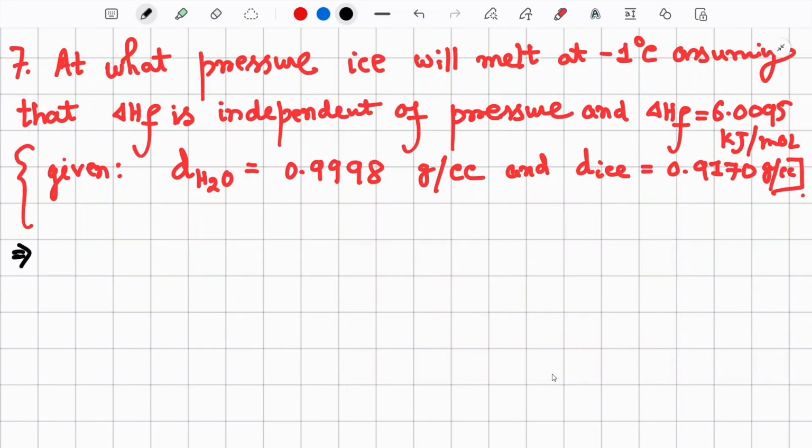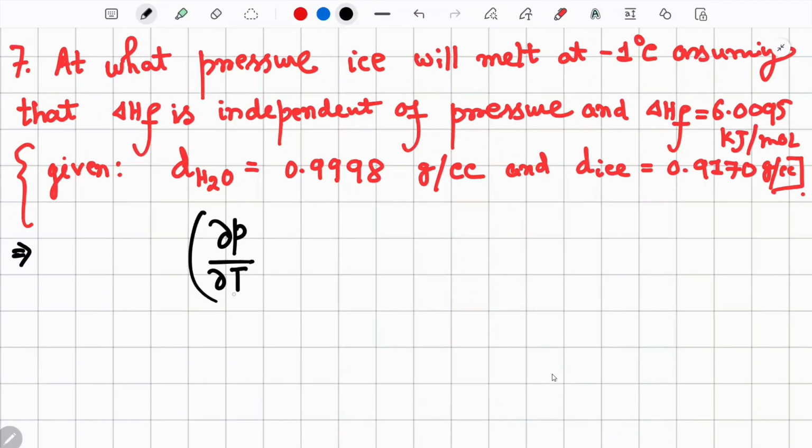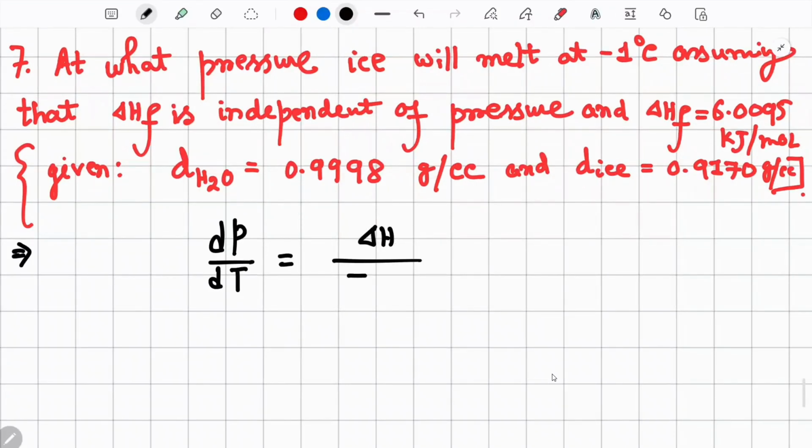When you have phase transition, you have to use the Clapeyron equation, because from it, applying a particular procedure, you can derive the Clausius-Clapeyron for a particular phase transition, whether it is solid to liquid or liquid to gas. But in general, it is the Clapeyron equation. So what is the Clapeyron equation? You know, dP by dT equals delta H by T delta V. Now you do it.